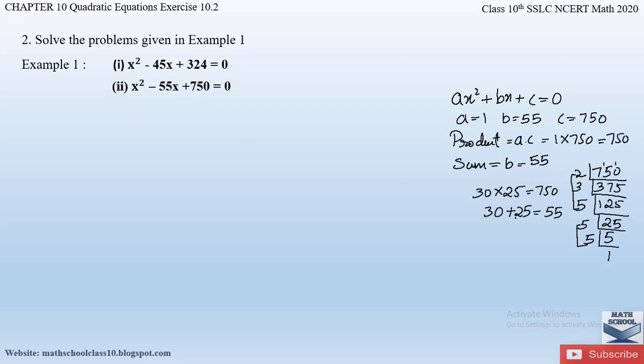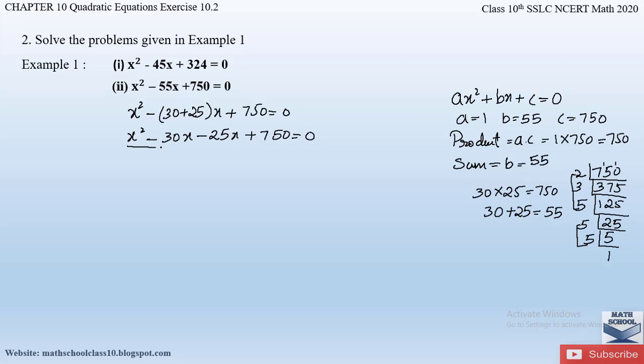So now we have to substitute 30 plus 25 in place of 55. So in that way we are going to split this middle term. So x square minus, the sign will remain the same, 30 plus 25 x plus 750 is equal to 0. Now let us open the bracket. You will get x square minus 30x plus into minus will be minus 25x plus 750 is equal to 0.